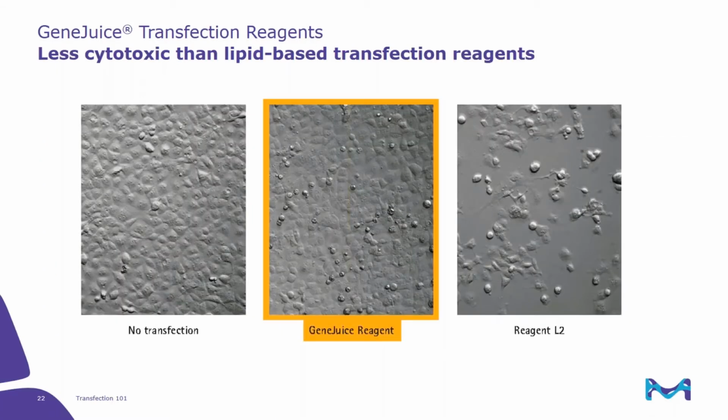In the side-by-side comparison experiment shown here, COS7 cultures were either left untreated, transfected with Gene Juice, or transfected with a popular cationic lipid-based transfection reagent. In these images, taken 48 hours post-transfection, cellular damage can be observed as the rounding up and detachment of cells from the plate surface. This demonstrates that Gene Juice is less cytotoxic than other commonly used lipid-based transfection reagents.